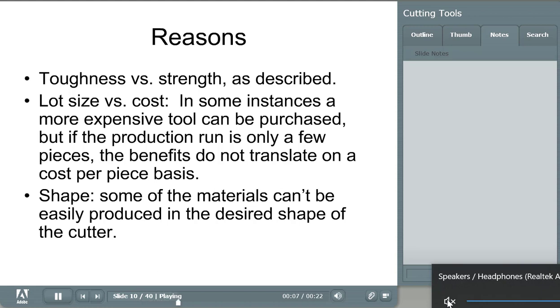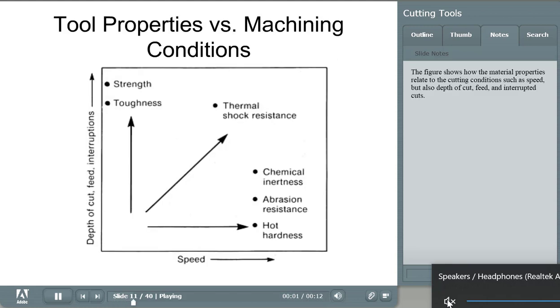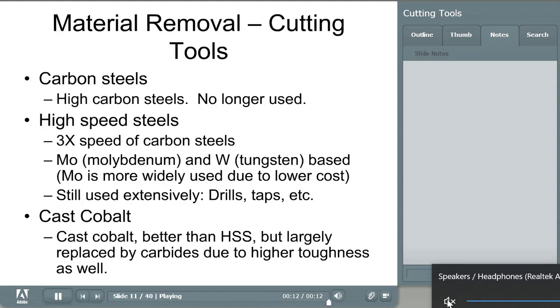In some instances, a more expensive tool can be purchased, but if the production run is only a few pieces, the benefits do not translate on a cost per piece basis. Shape: some of the materials can be easily produced in the desired shape of the cutter. Tool properties versus machining conditions. The figure shows how the material properties relate to the cutting conditions such as speed, but also depth of cut, feed, and interrupted cuts. Material removal cutting tools.